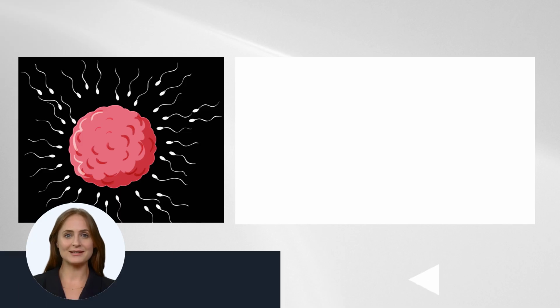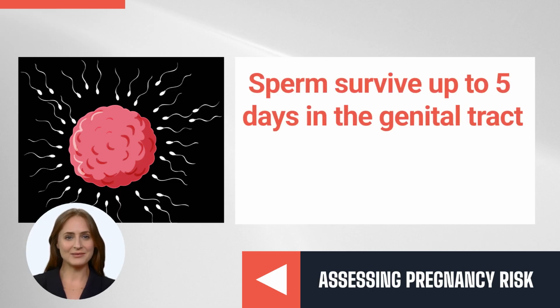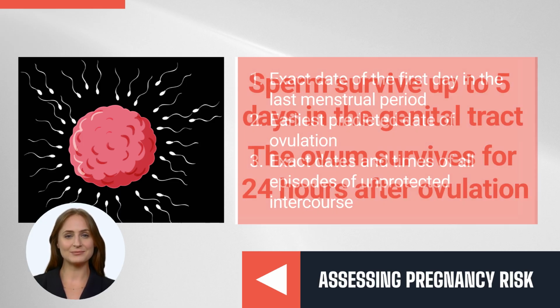In order for pregnancy to occur, we require 2 things: a sperm and an egg, and these must meet in the genital tract while both are still viable in order that fertilization can occur. Sperm will survive up to 5 days in the genital tract, but the ovum is only capable of being fertilized for about 24 hours after ovulation.